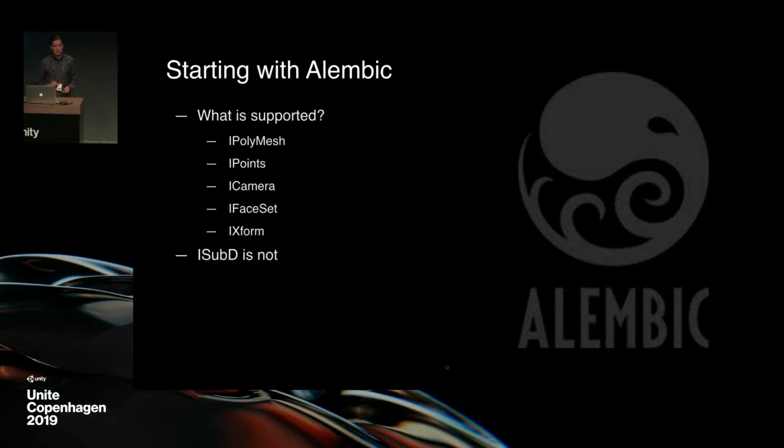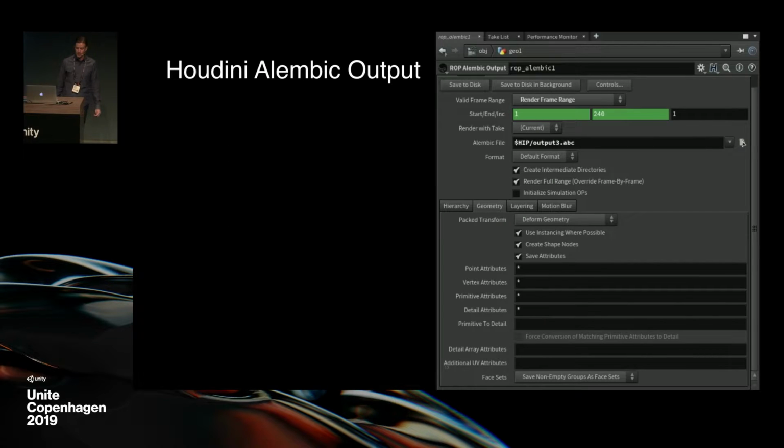I should note that ISubD is not. Subdivision surfaces are not supported inside of Unity, and anything that is written out in the ISubD schema won't be imported. Skeletal data can be transferred as a hierarchical set of transforms, but won't link to any skinning data. So really, Alembic isn't made for transferring any workflow data, just for caching geometry.